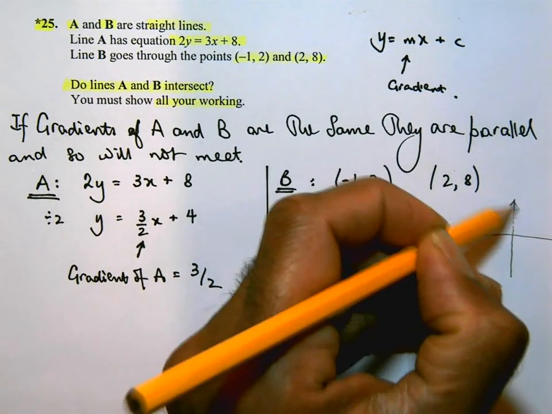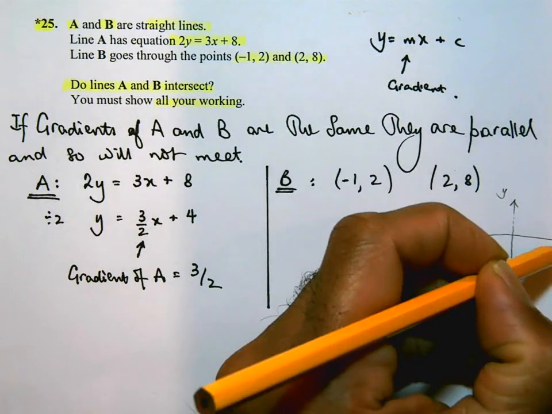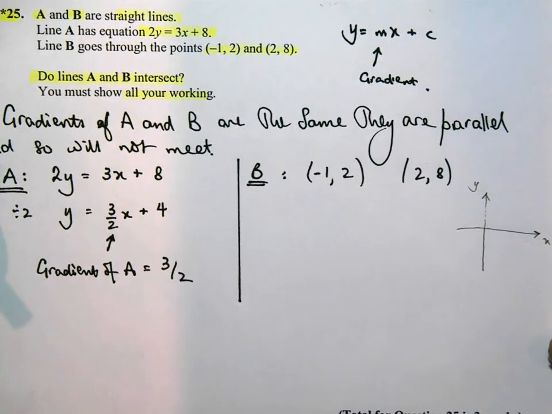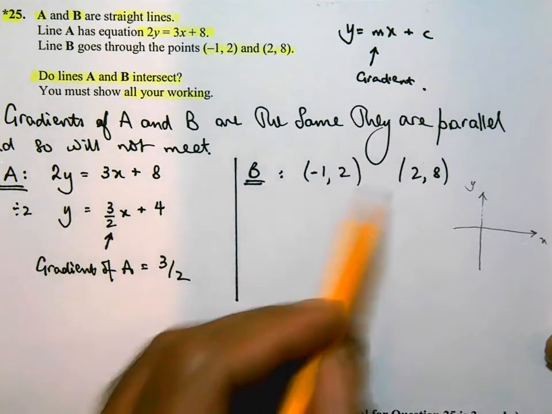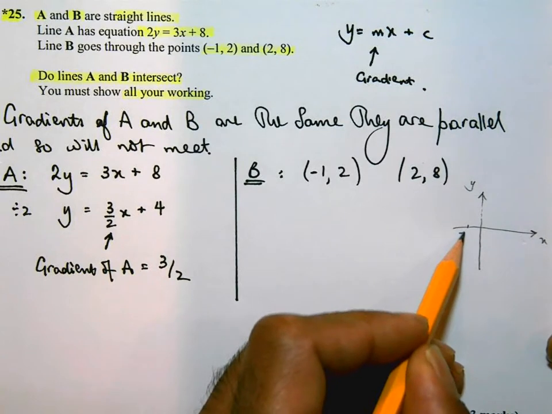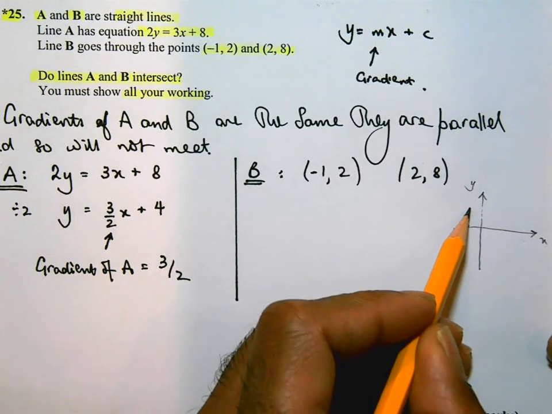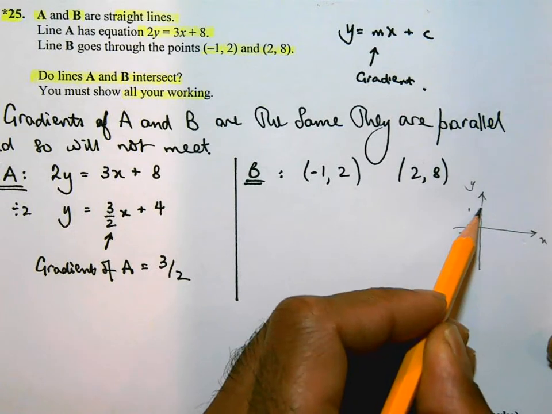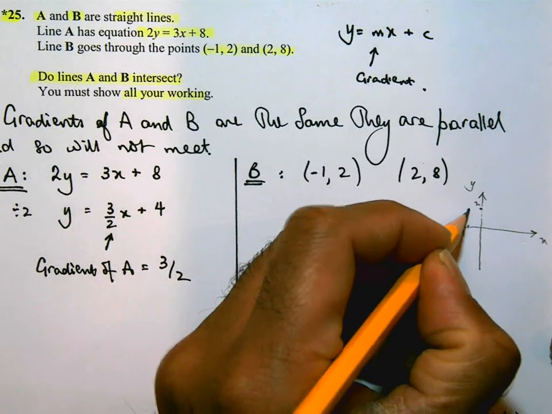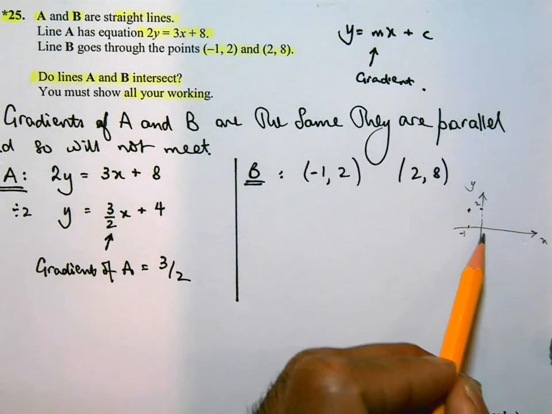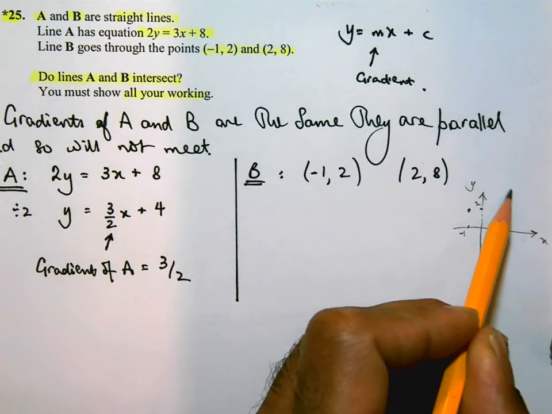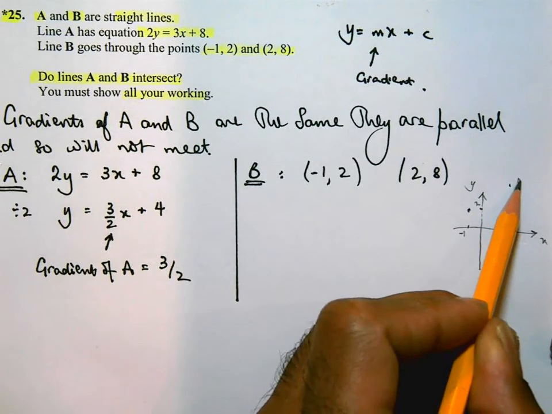I've got the y-axis, I've got the x-axis, and if we think about where those points are, this point is -1, 2. So -1, 2 is up there. That's 1 point. And the other point is 2, 8. So 2 along, and then 8 up, which is like there.